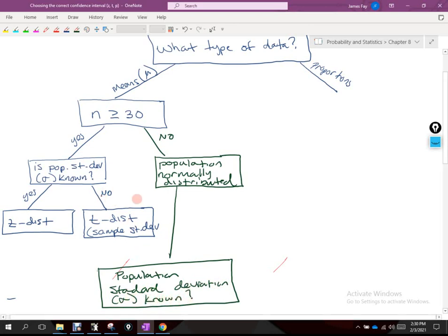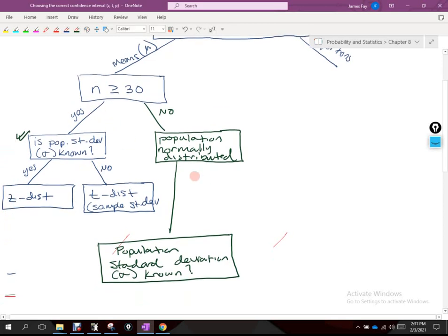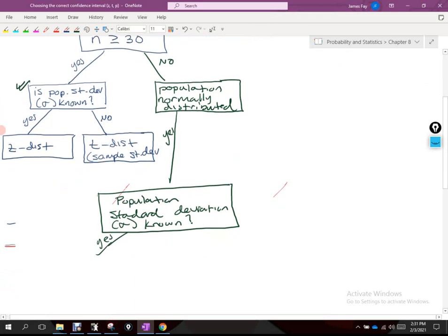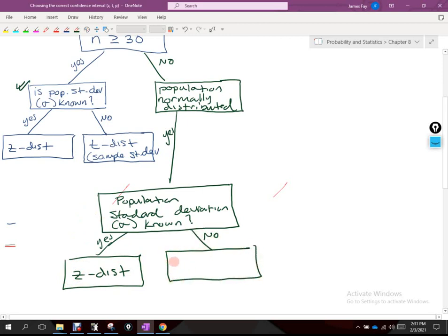All right, so we're going to ask the same thing that we asked up here. So if we said yes, that the population is normally distributed, well, do you know sigma? If you know sigma, you're going to use a z distribution. If you don't know sigma, you're going to use a t distribution.